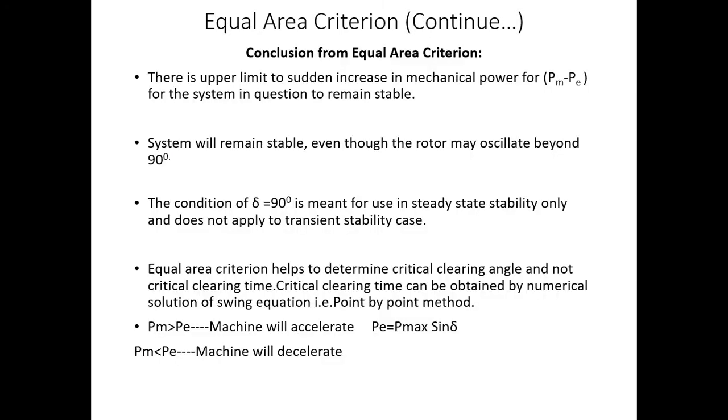So what are the conclusion points regarding the equal area criterion? There is an upper limit to the sudden increase in mechanical power, Pm minus P, for the system to remain stable. The system will remain stable even though the rotor may oscillate beyond 90 degrees. The only condition is that the area of acceleration should equal the area of deceleration. The condition of del is equal to 90 degrees is meant for steady state stability only and does not apply to the transient stability case.